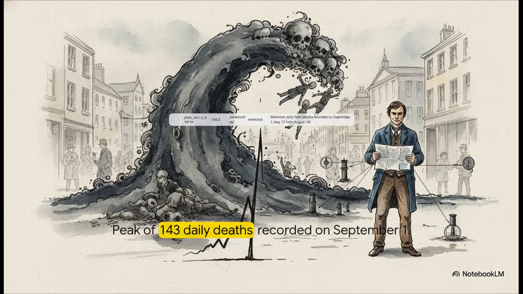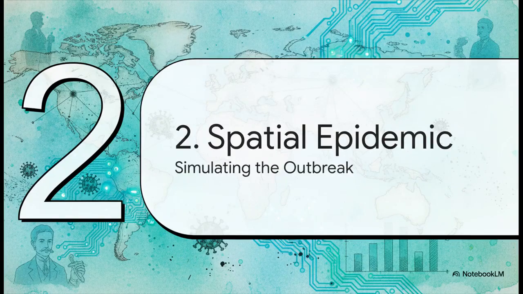To really grasp the sheer intensity of this, you have to consider the daily toll. This outbreak didn't just slowly simmer, it exploded. The deaths actually peaked at an astonishing 143 fatal attacks on a single day. That was September 1st, which was right before John Snow really started piecing the puzzle together and stepped in with his legendary intervention.